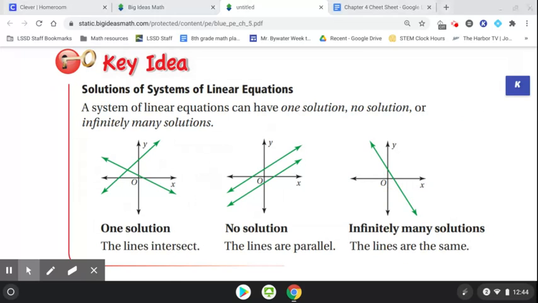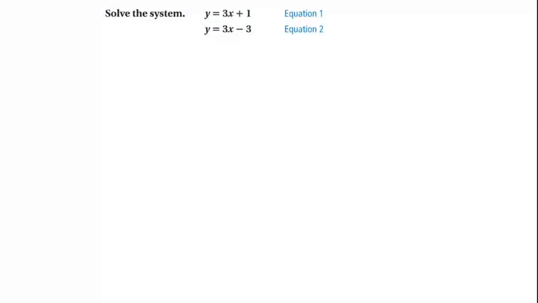And there is a trick to recognizing when a system of equations is going to be no solution or infinitely many solutions, and I'm going to tell you that trick. So here's an example, by the way. Here's a system of equations, and I already can see that these are parallel lines. I'm going to tell you how I know.